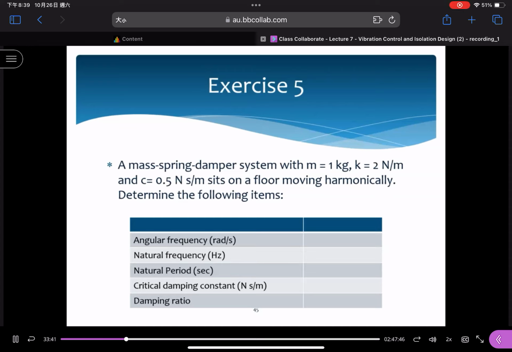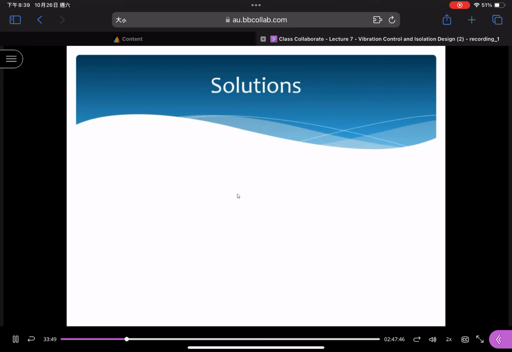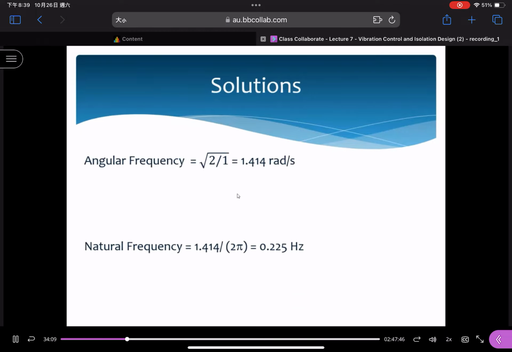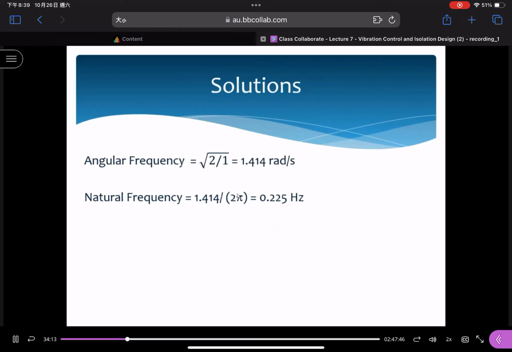Can you find out the answer? Please keep in mind these three values: M is equal to 1, K is 2, and C is 0.5. Now the first one is the angular frequency. It's so simple. The equation is the square root of K divided by M, so the square root of 2 divided by 1. This is the angular frequency. How about the natural frequency? There is a difference of 2 pi, so it becomes 0.225 hertz.